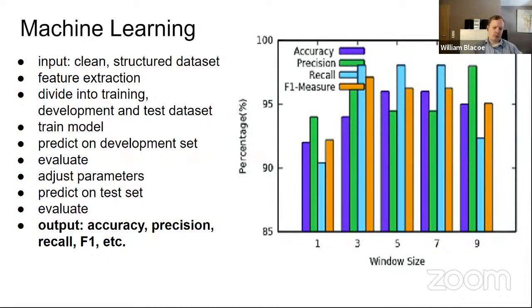This is a graphical representation of those 4 metrics, 4 different parameters. They're given as a percentage between 0 and 100.